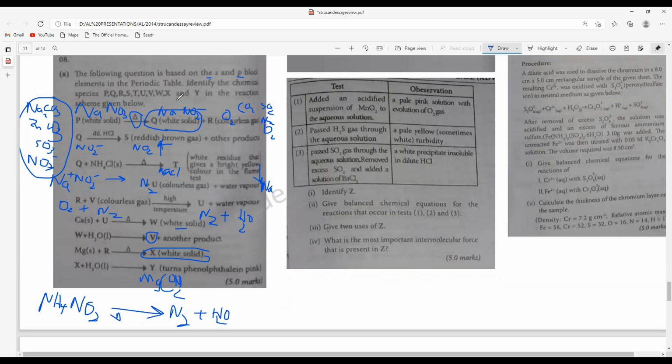So identify the chemical species P, Q, R, S, T, U, W, X, Y in the reaction scheme given below. So you have to just take one point at each step and then analyze slowly. And if you know your analysis, basically these are analysis questions. Okay. I have told you many times, if you have the cation analysis and the anion analysis knowledge completely with all my notes, this is not hard. You can easily predict the results of this. Okay, try to understand that.